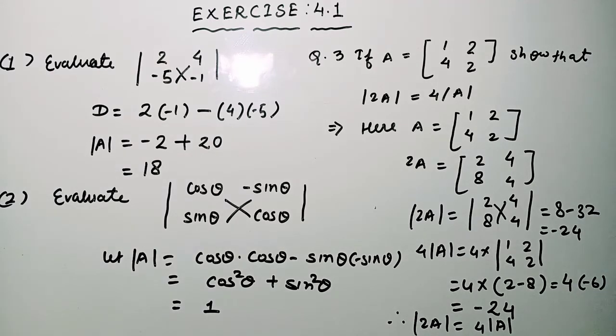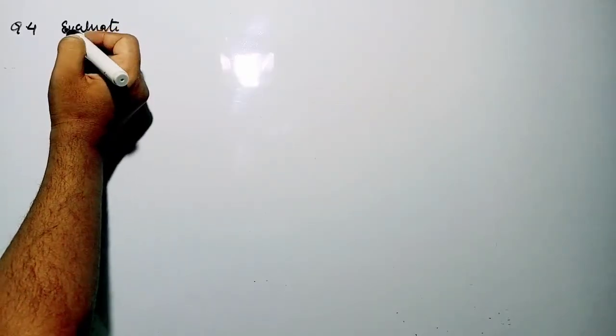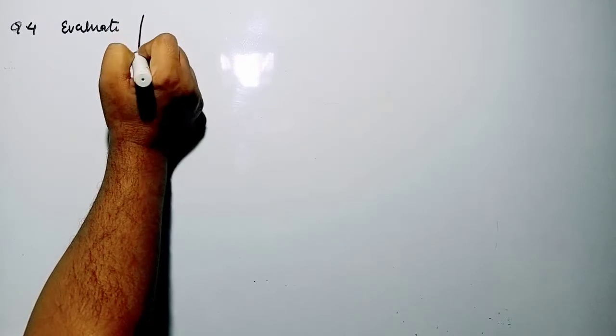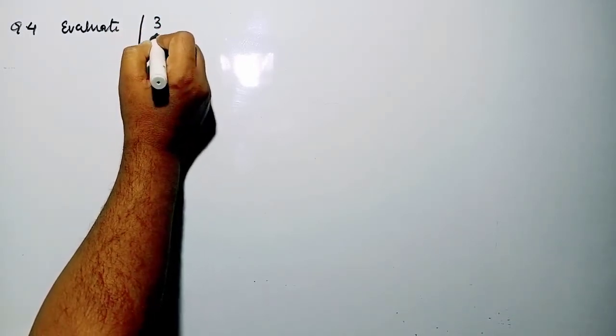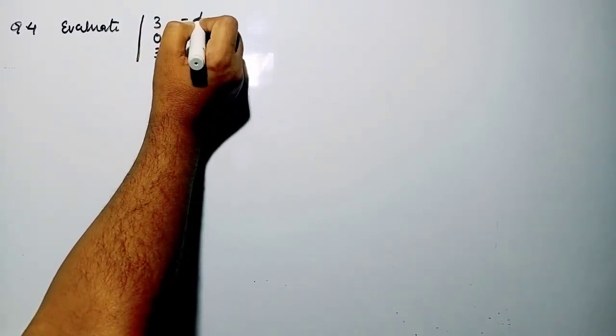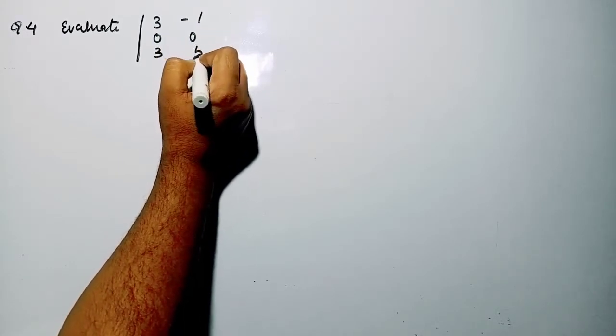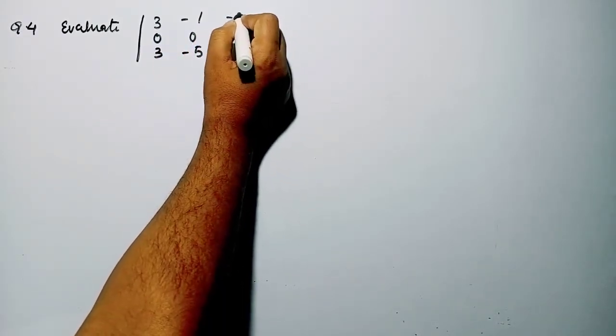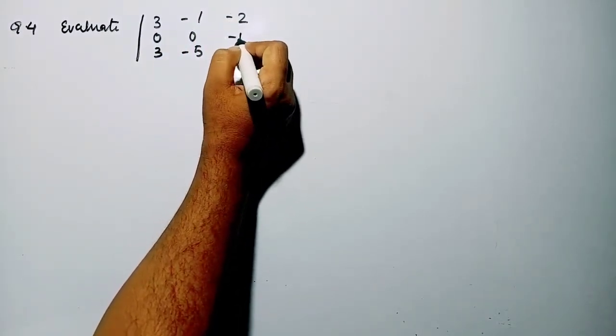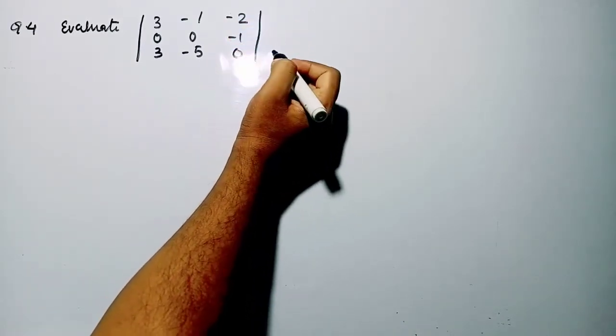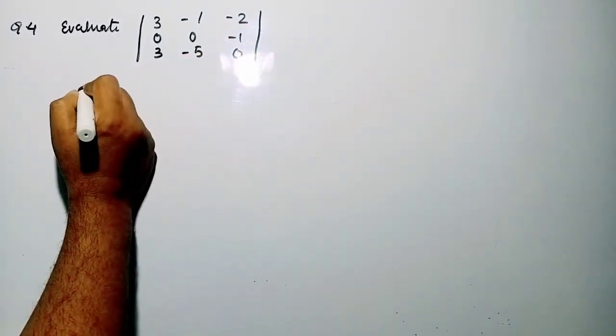In this way you can say that the determinant value of 2A is equal to 4 into the determinant value of A. Now the next question: evaluate a determinant having elements 3 0 3, minus 1 0 minus 5, 2 minus 1 and 0, right, students?